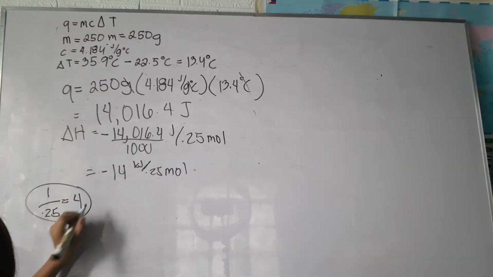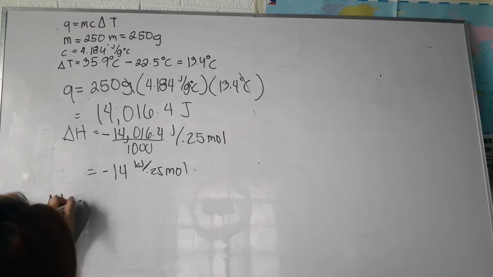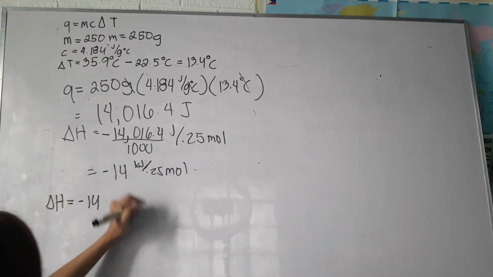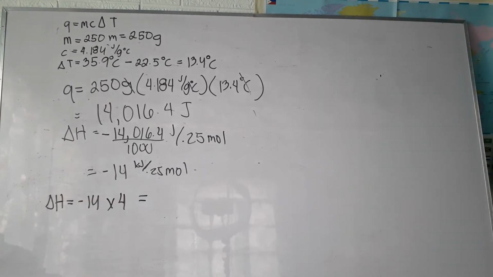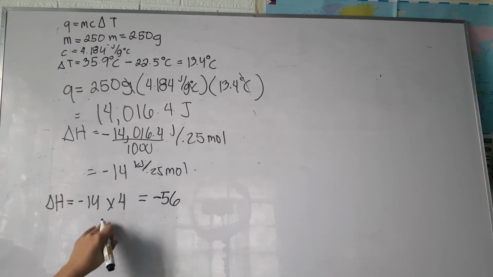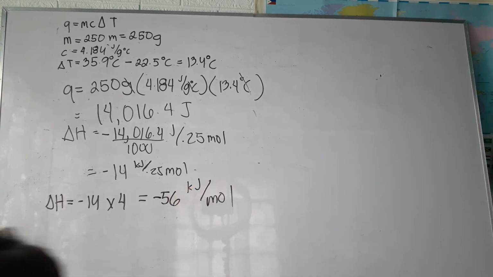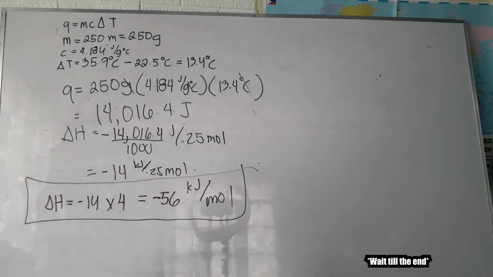So, 4 ha? 4. Negative 14 kilojoules. Negative 14. Huwag na natin muna ilagay. So, negative 14 times 4 is equal to negative 56. And since na-scale up na nga natin yung molar quantity into 1 mole, so this is kilojoules per mole. Ayan. So, ito yung final answer natin. Ayan. Okay na? Ayan. So, that's it.